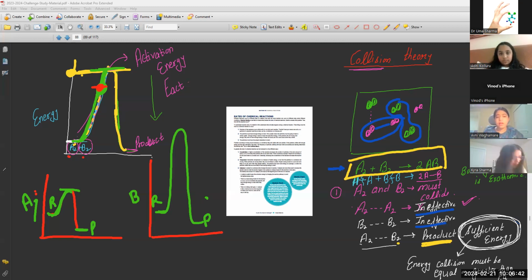So, which reaction is faster? Write on this. A fast reaction has low activation energy. Agreed? Fast reaction, low activation energy. Slow reaction, high activation energy. Okay, let's pick up two examples.